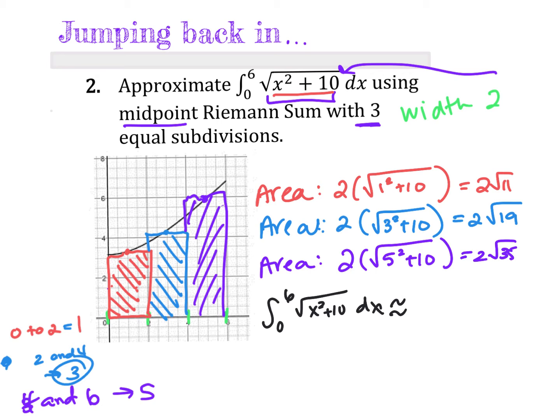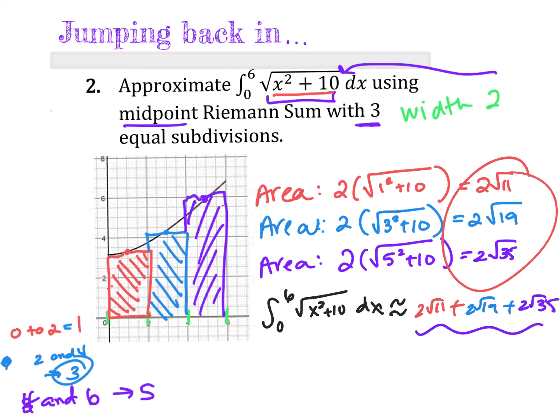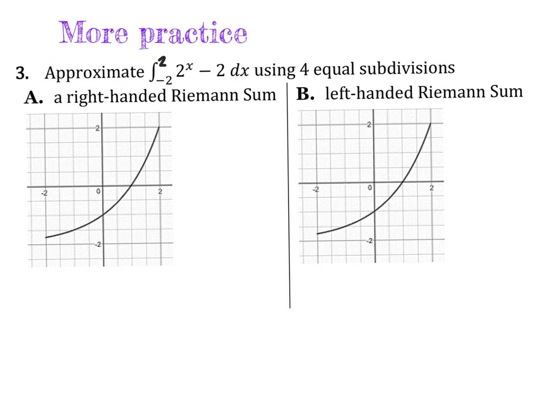And this is what we get if we just add all 3 of those values together. So 2 root 11 plus 2 root 19 plus 2 root 35. That is our approximation, units squared. So let's go ahead and look at a couple more examples together, and then I'm going to have you try a couple on your own.